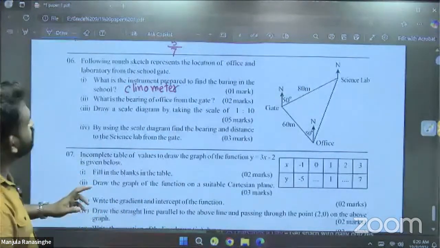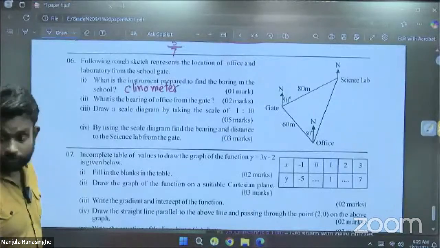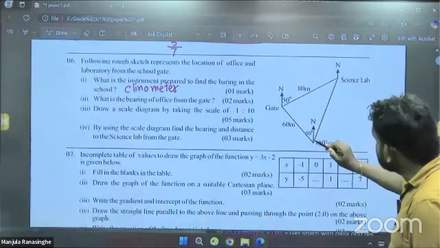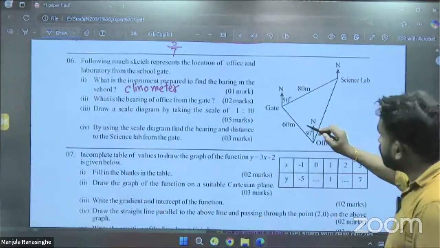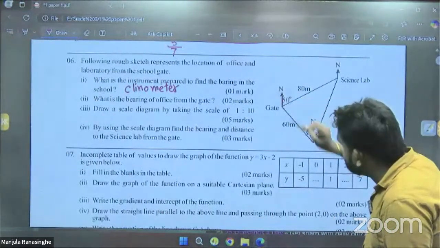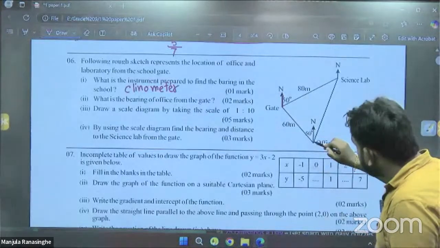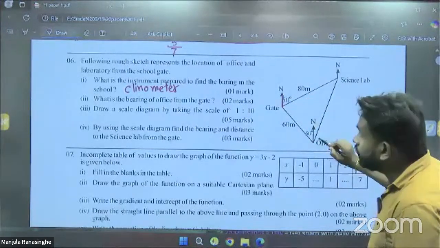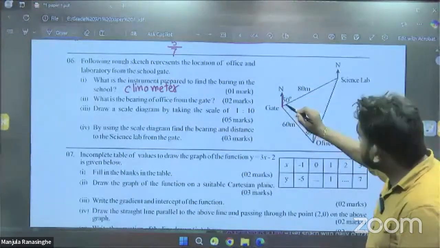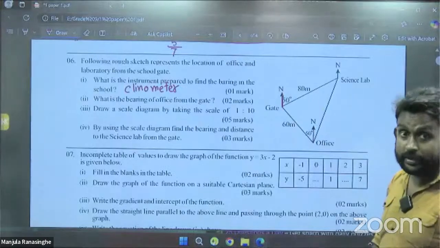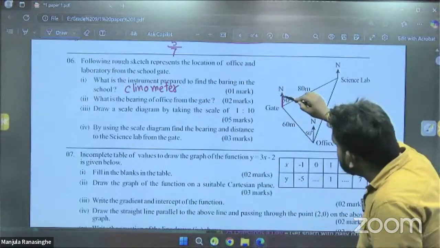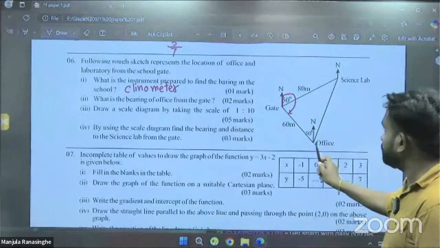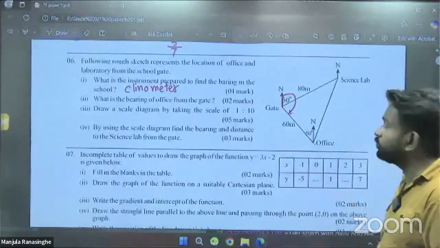What is the bearing of the office from the gate? Office from the gate. Okay, it asks for the office from the gate. The bearing of the office from the gate is the angle measured from the gate to the office. So this angle to be found, clockwise until you reach the office from the gate. So this total angle has to be found.